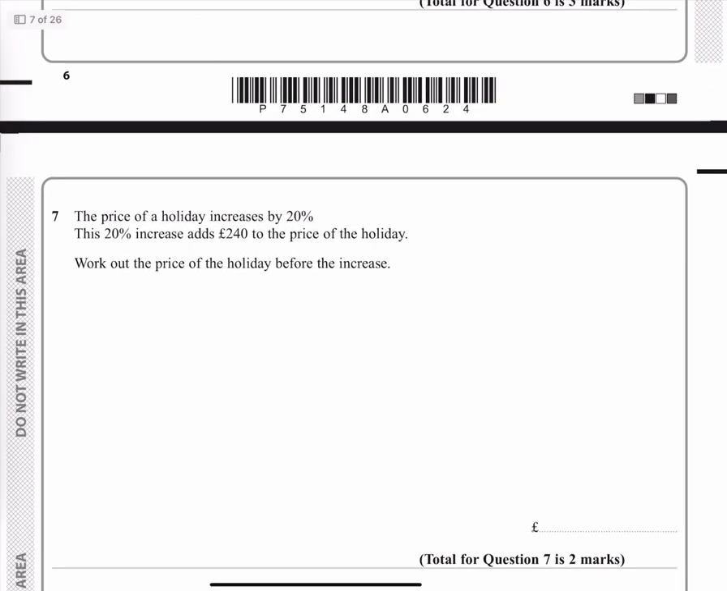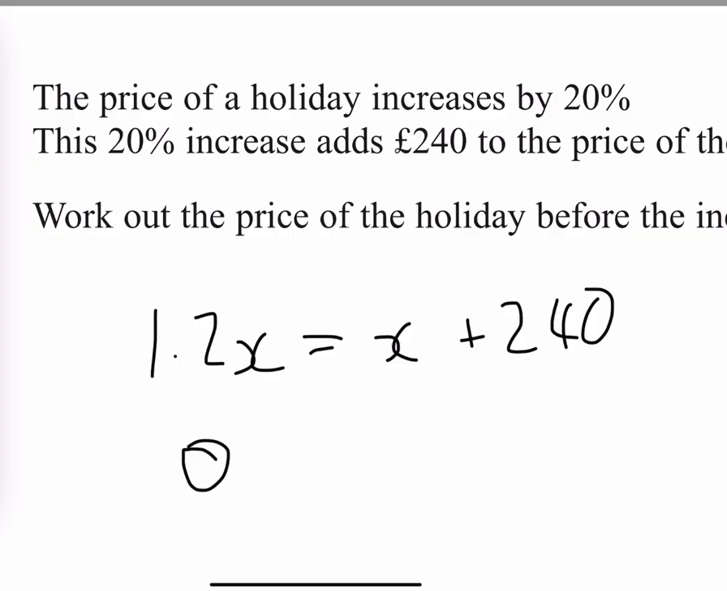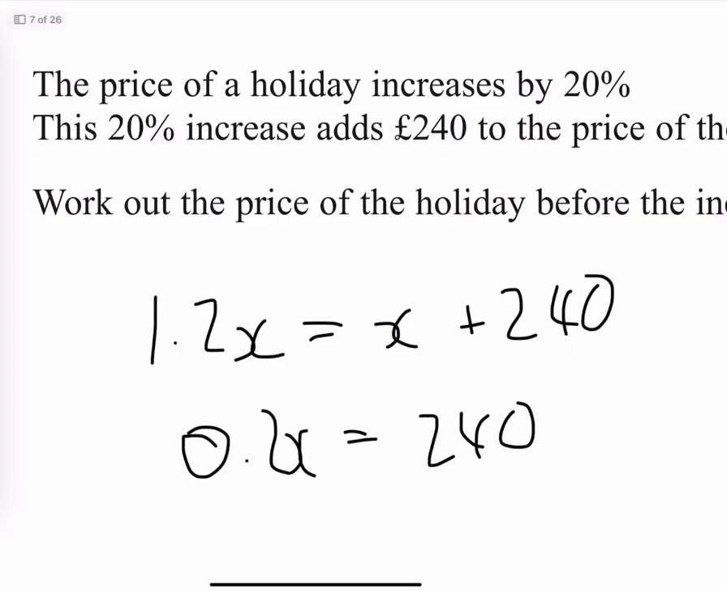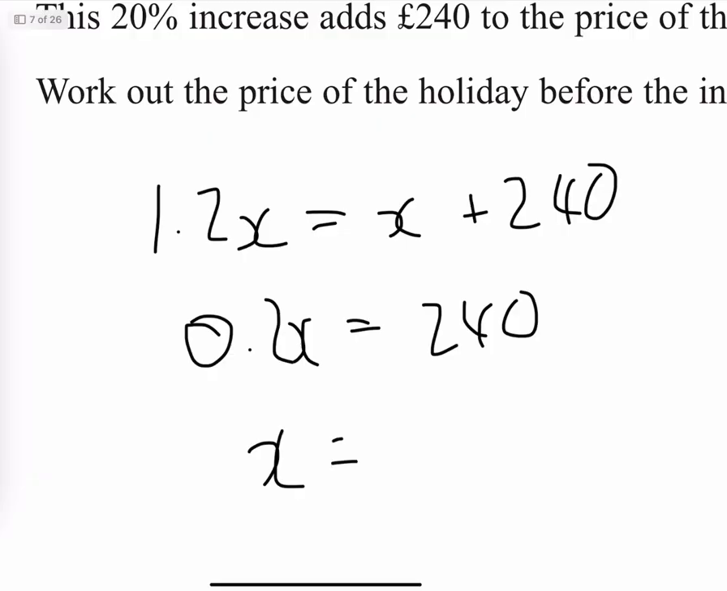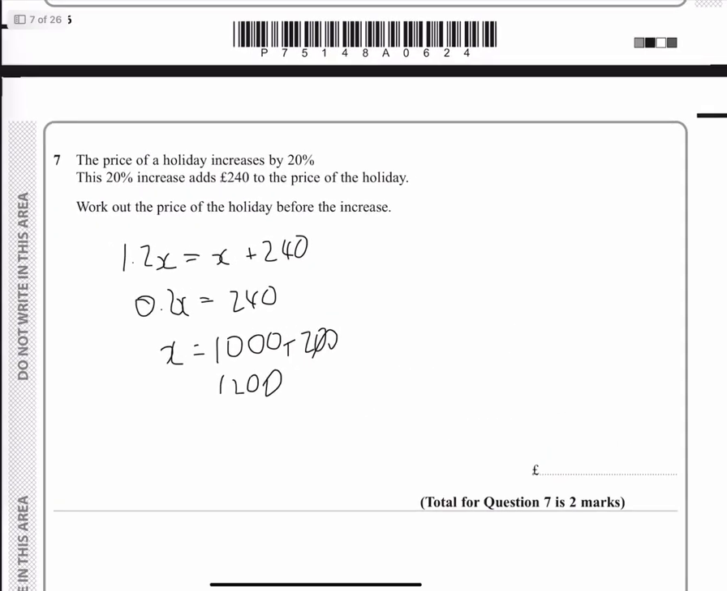Price of a holiday increases by 20%. This 20% adds £240 to the price of the holiday. So that means, well, 1.2 lots of x equals x plus 240, yes? So 0.2x equals 240, so we times both sides by 5, which gives me x equals 1,000 plus 200 equals 1,200. Moving on.